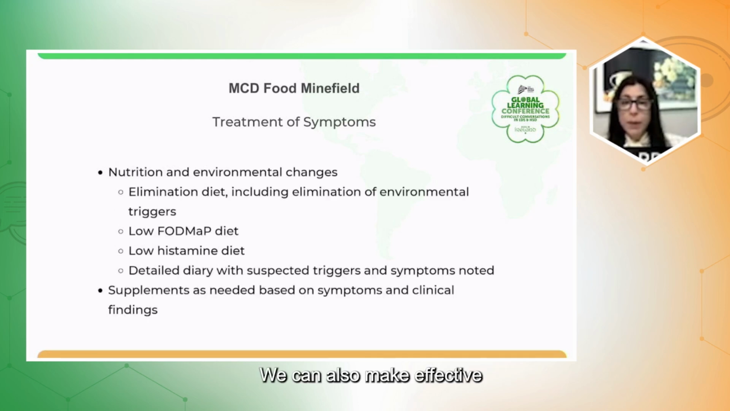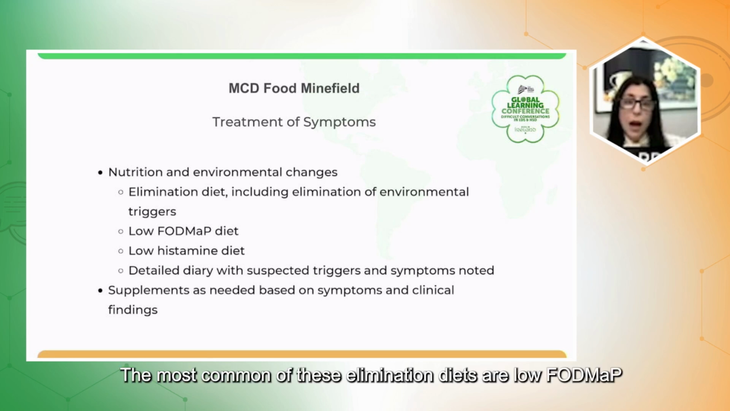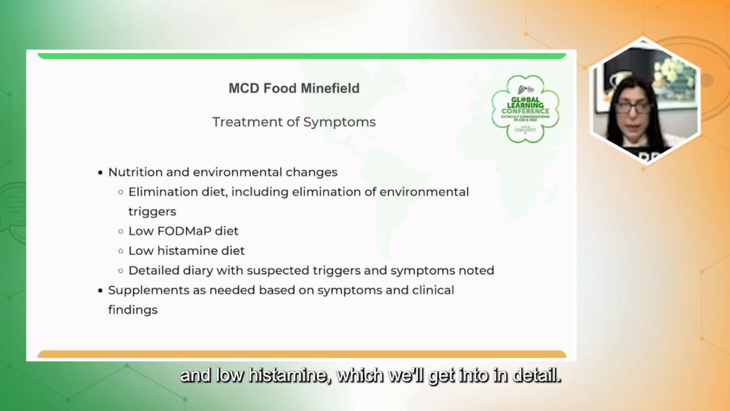We can also make effective changes in nutrition and environment. How do we do this? Oftentimes utilizing an elimination diet. And that elimination diet can also include elimination of environmental triggers. The most common of these elimination diets are low FODMAP and low histamine, which we'll get into in detail.